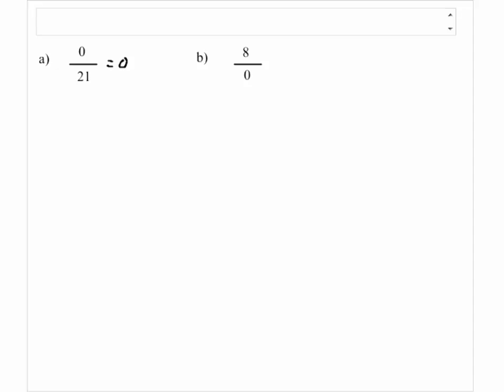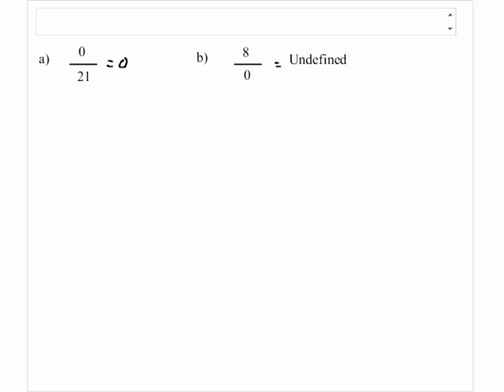And 8 over 0, we are dividing 0 into 8. This is known as undefined. When we divide 0 into any number, we have undefined. Now, if we forget which is which, we can actually divide these and make a long division.